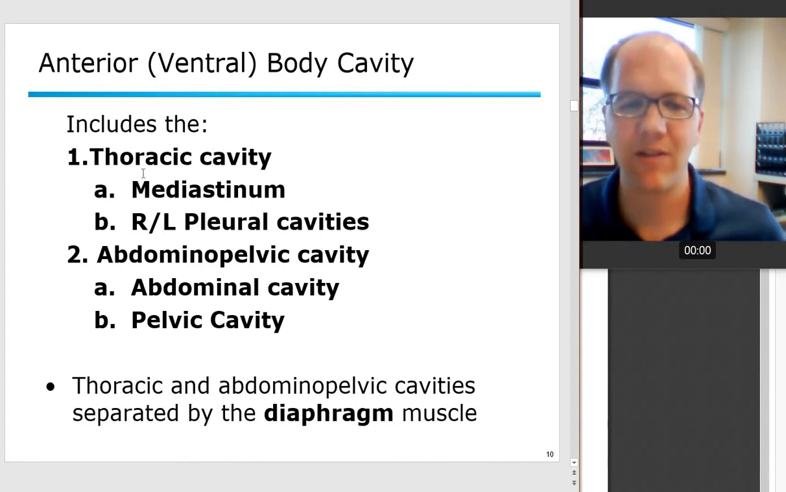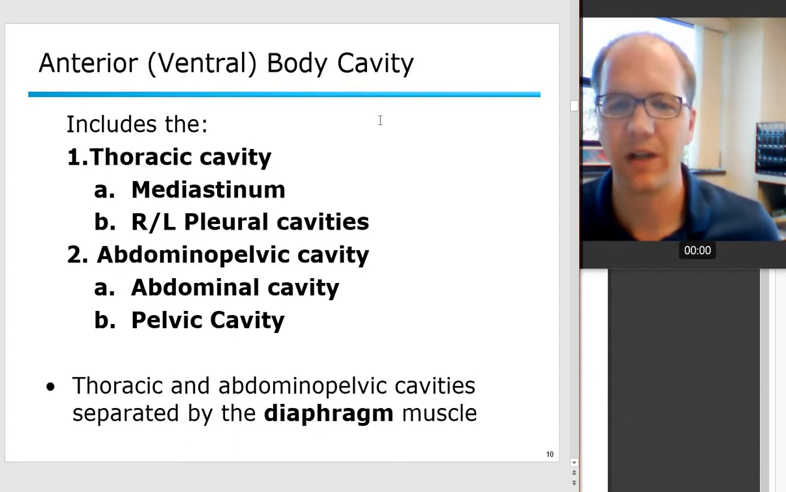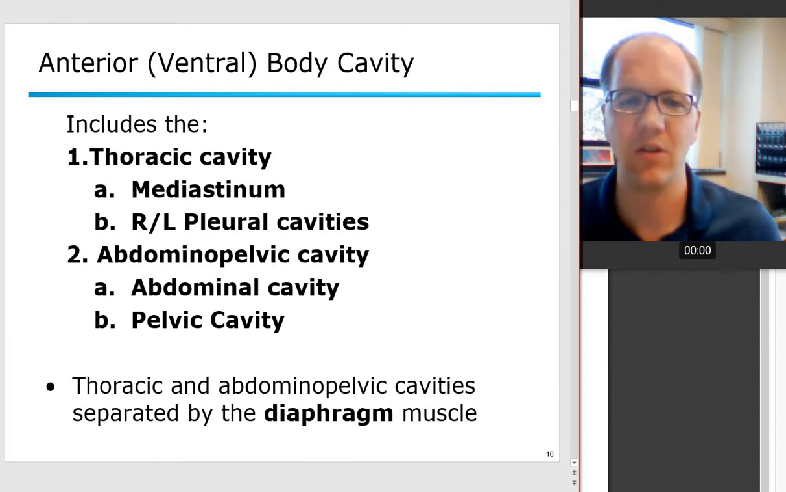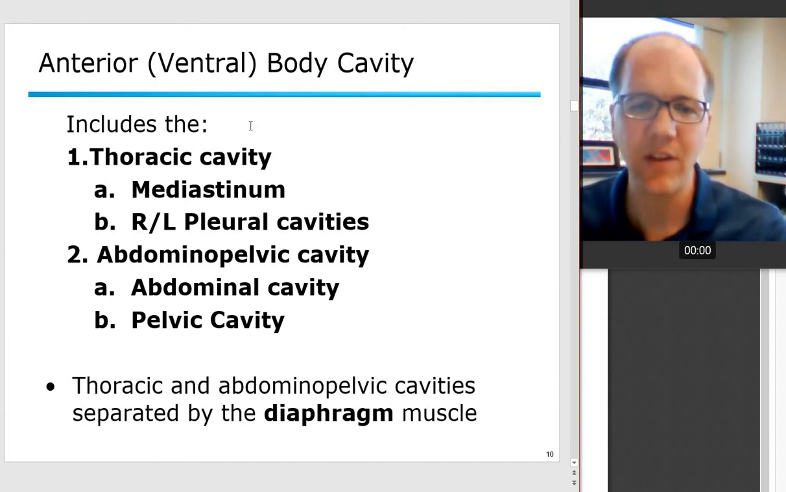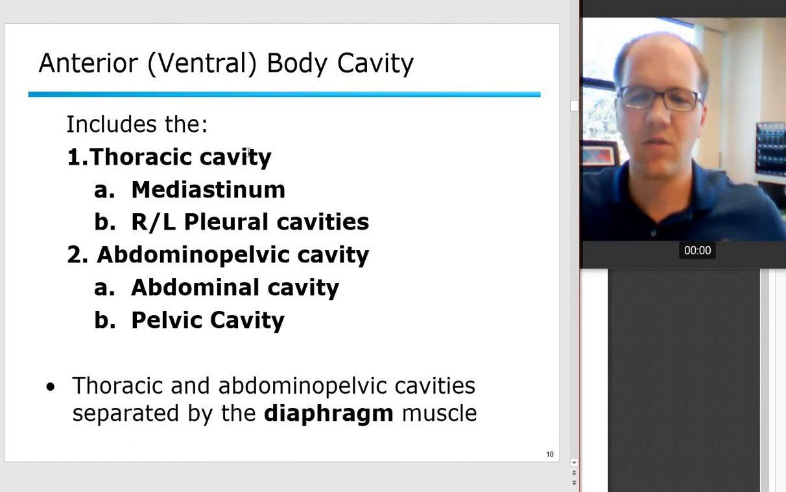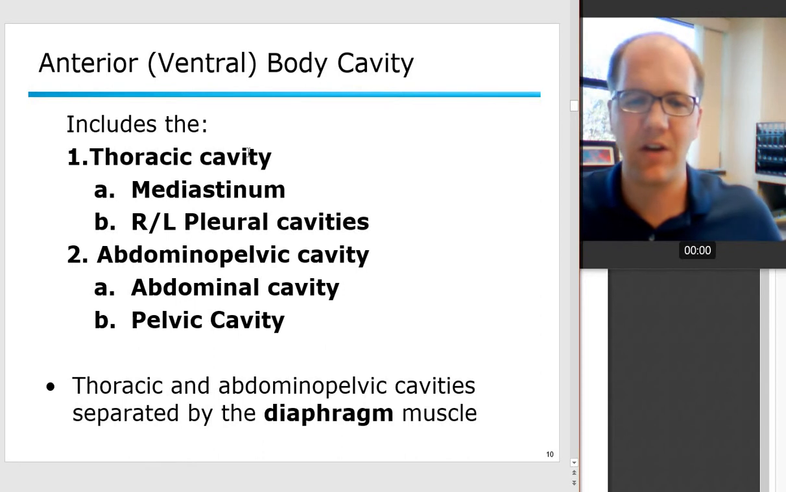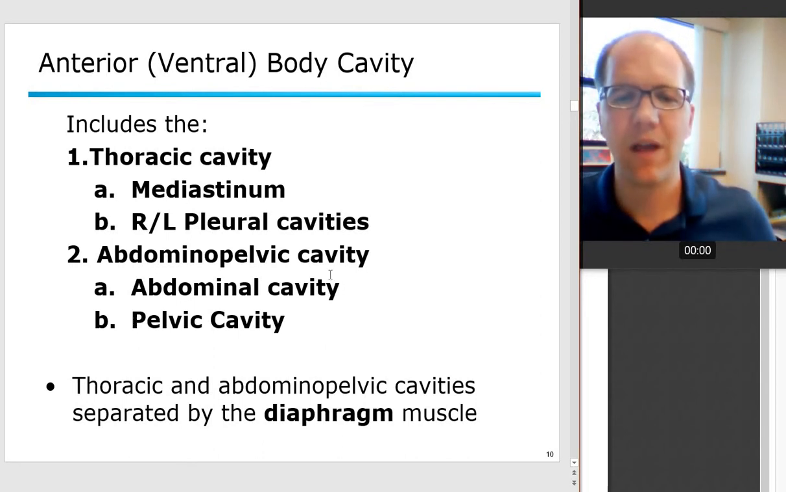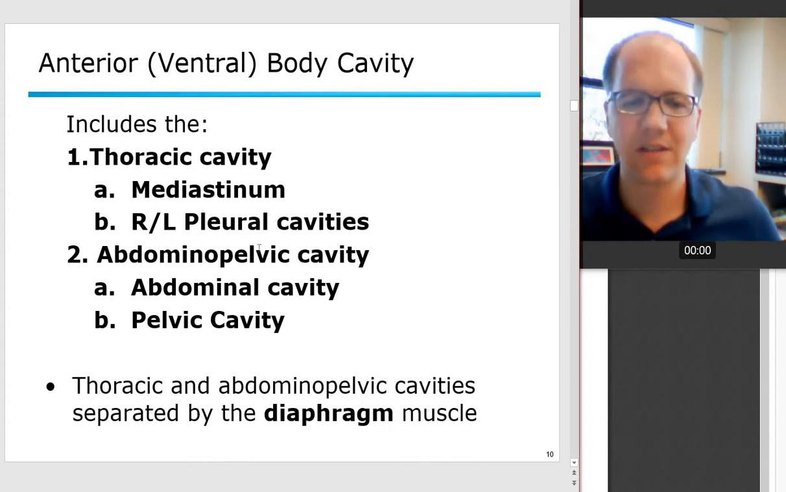Then the second body cavity we have is the anterior or the ventral body cavity. So again, these mean the same thing, anterior and ventral. And this includes the thoracic cavity, which is the upper cavity. This is your rib cage area. And then we have the abdominopelvic cavity, and that's the lower part. And the diaphragm, which is what helps you breathe in and out, separates the thoracic cavity on top and the abdominopelvic cavity below. Now within the thoracic cavity, we have the mediastinum and the right and left pleural cavities.